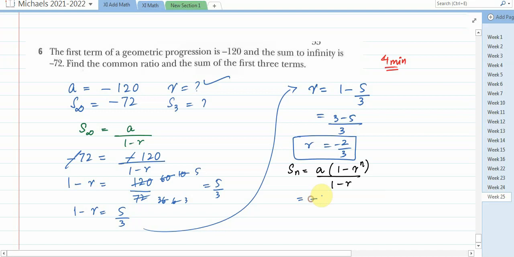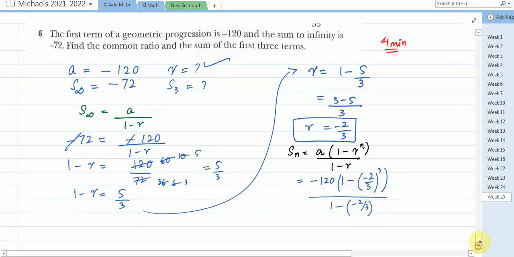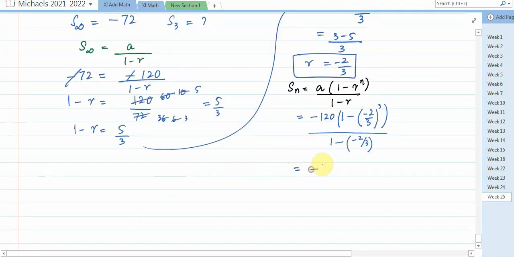The first value we have is minus 120. 1 minus r is what? r is minus 2 over 3. It says sum of the first 3 terms, that means n is 3, divided by 1 minus 2 divided by 3. We can simplify it. So it's minus 120 times 1 minus (2 cubed) which is minus 8 divided by 27, divided by 1 plus 2 divided by 3.